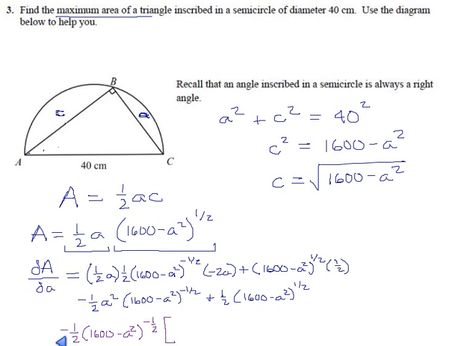Minus 1/2, completely factored out, it's gone. The a squared is left behind. (1600 minus a squared) to the minus 1/2, completely factored out, so that's gone. On to the next term. 1/2 divided by minus 1/2 leaves minus 1. And then we get 1600 minus a squared to the power of, how much? 1/2 minus negative 1/2 comes out to positive 1.